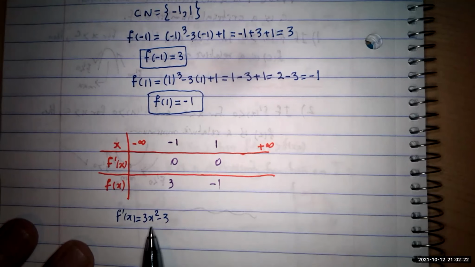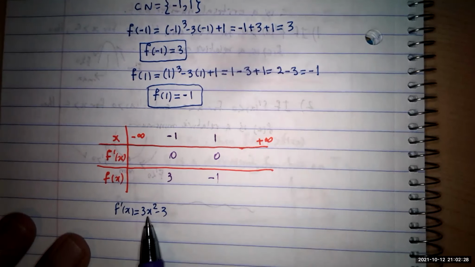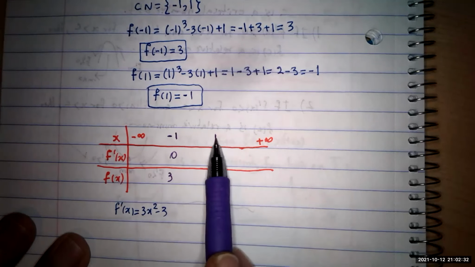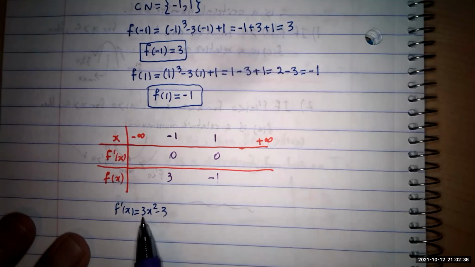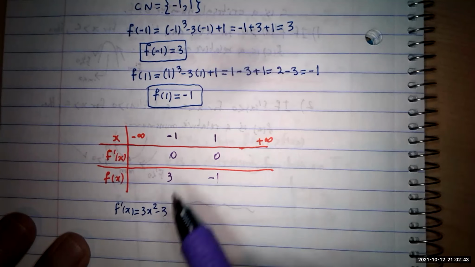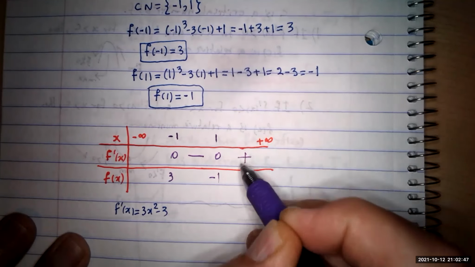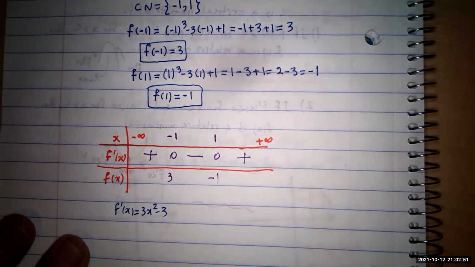The other way to do it, when it's a quadratic, we have a theorem in algebra. When it's a quadratic and you have two solutions, between the solutions the sign of the F prime is opposite to the sign of the X squared. The sign of the X squared is positive, so the opposite would be negative, and everywhere else would be positive, positive. That's quick to check this one.